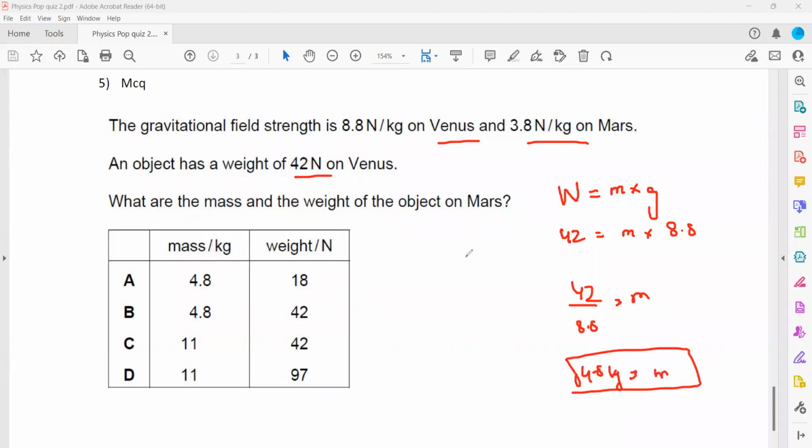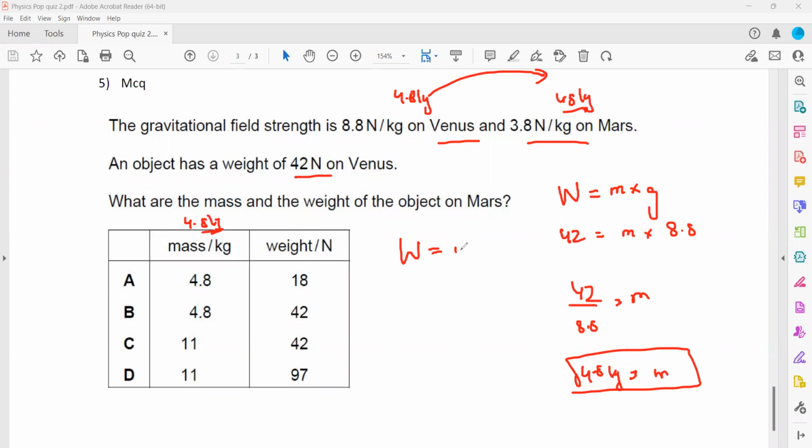And we know the mass of an object does not change. So if its mass is 4.8 kilogram on Venus, it will also have the mass of 4.8 kilogram on Mars. So mass will be 4.8, because the mass of an object does not change as we move from one place to another. It's the amount of matter.